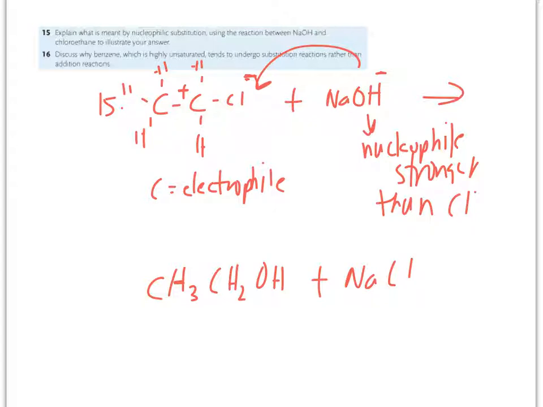Number 16, discuss why benzene, which is highly unsaturated, tends to undergo substitution reactions rather than addition. So with benzene, if we draw out the hexagon, it appears to have 3 double bonds, and typically with alkenes, those double bonds are easily broken. But because these are actually 3 delocalized pairs of electrons which rotate or resonate between all 6 places, it tends to behave more like an alkane.